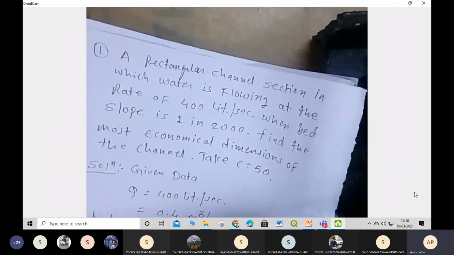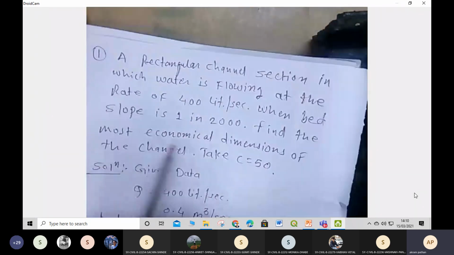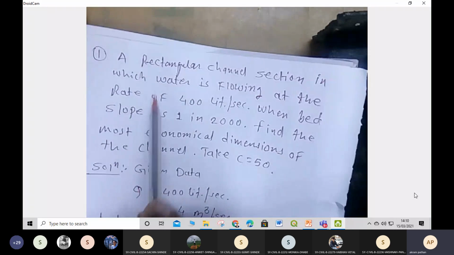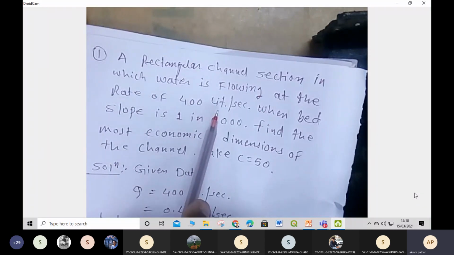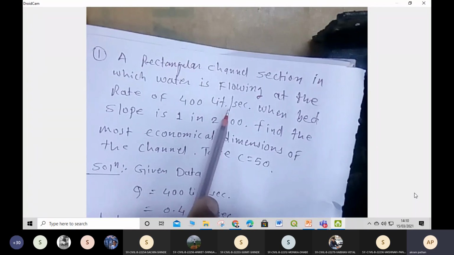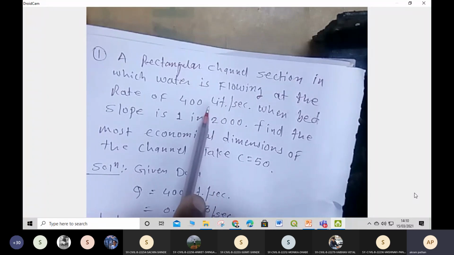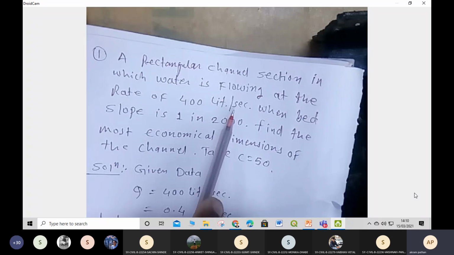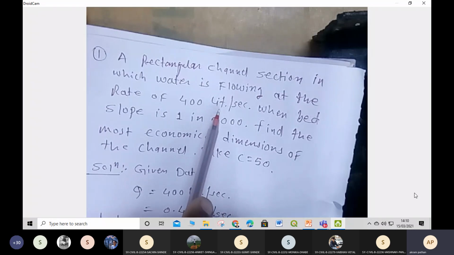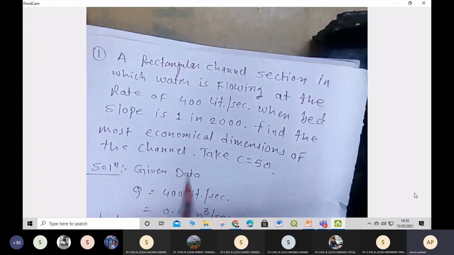So this is a simple problem. A rectangular channel section is there in which water is flowing at the rate of 400. Some of the students make mistakes here. The liter per second is given, sometimes it is given in liter per hour, LPH. So we have to convert into meter cube per second. 1 meter cube is equal to 1000 liter.